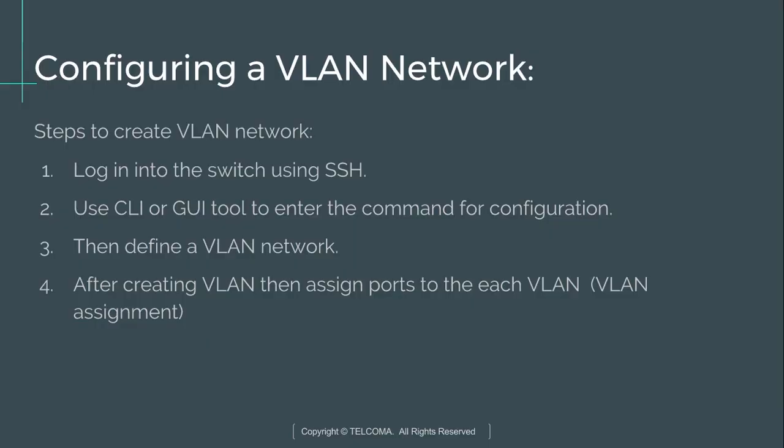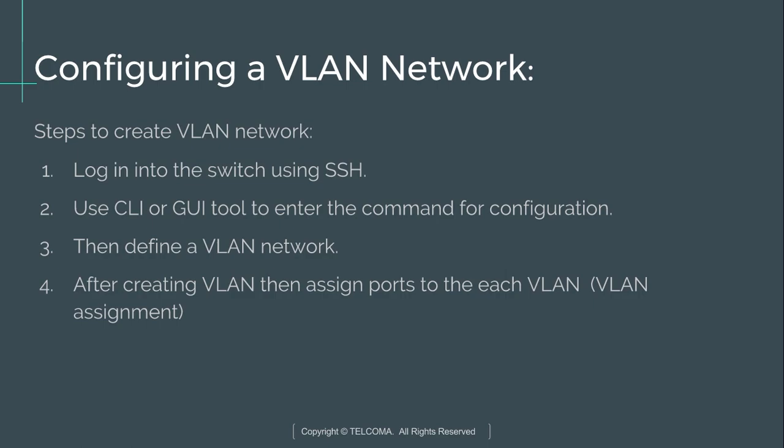The next is how to configure a VLAN network. Here I have discussed the basic steps to configure a VLAN network. First of all, we log in to the switch using SSH, the Secure Shell, that is the protocol which is used for secure communication with the switch. Then, by using a tool like CLI or GUI, that is the command line interface or the graphical user interface, we enter the commands into the switch for configuration.